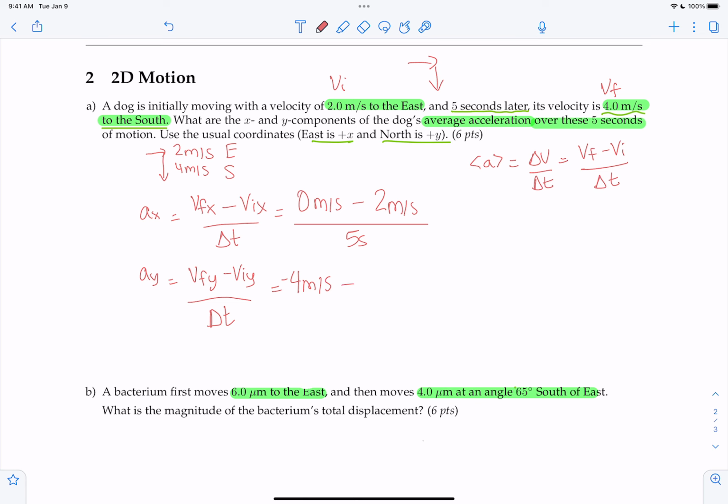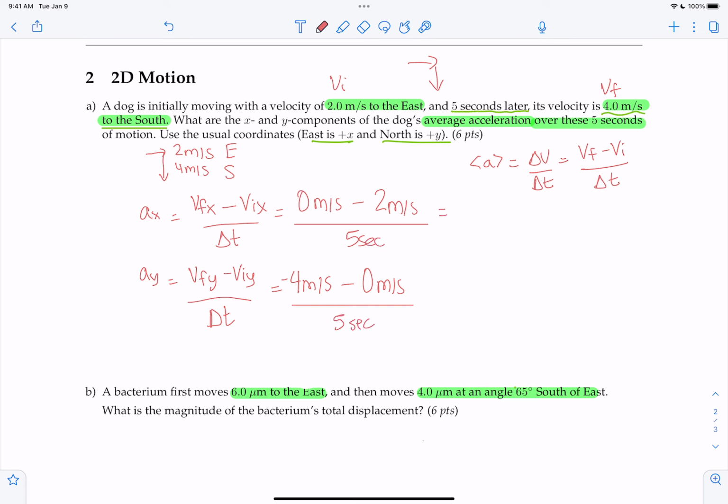And then do we have a component for our VIY? Is there some initial velocity component in the y direction? And by initial, we're usually referring to the beginning of the time, or the beginning of the experiment, right? So it's 0 because we started off completely moving in the east direction. We did not move in north or south at all. So our initial velocity in the y direction should be 0. And this is over 5 seconds as well.